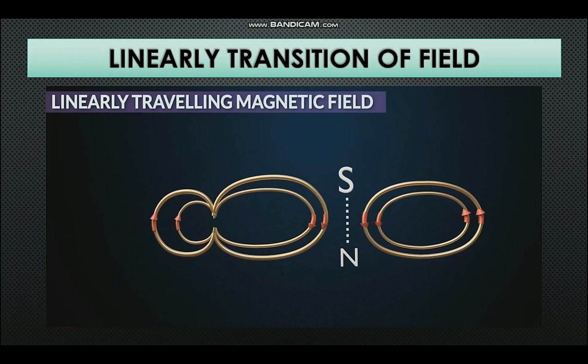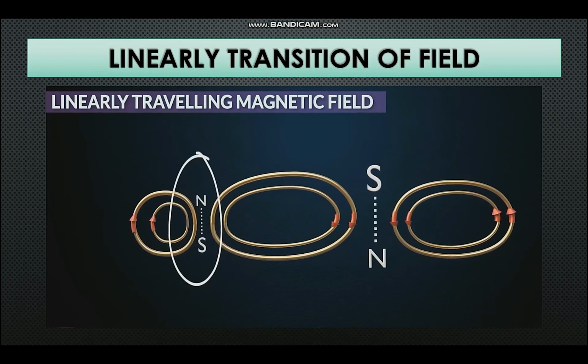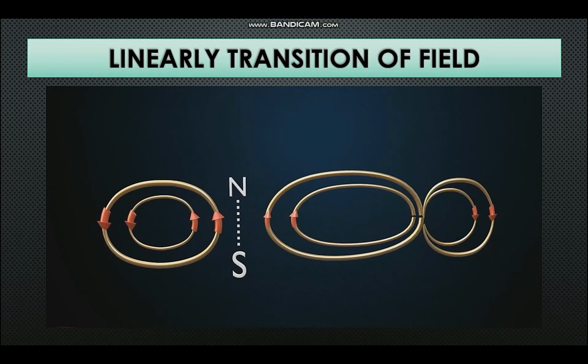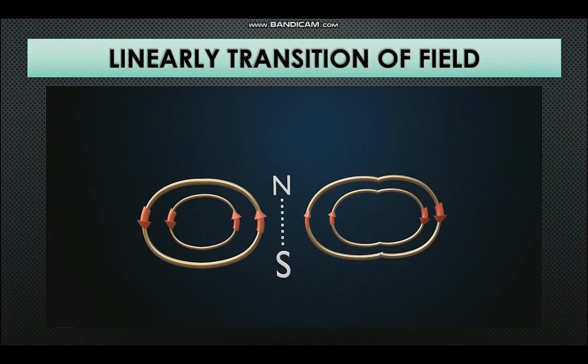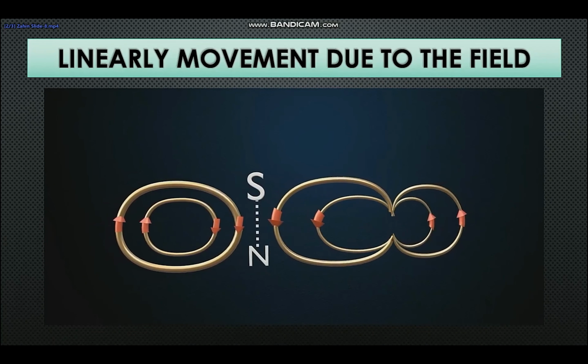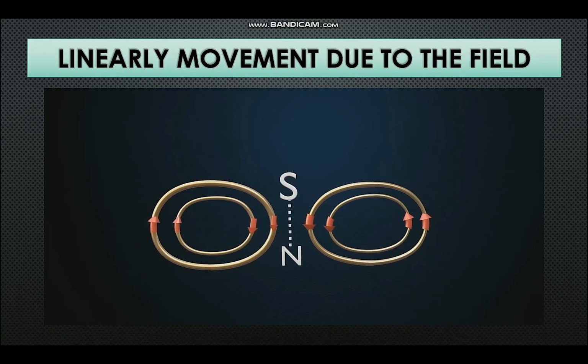After going some distance to the right, a new north-south pole is appearing on the left. But at the same time, the south-north pole has disappeared from the right. Then the north-south pole has continued its motion towards the right side. So this motor works basically on the concept of a linearly traveling magnetic field.